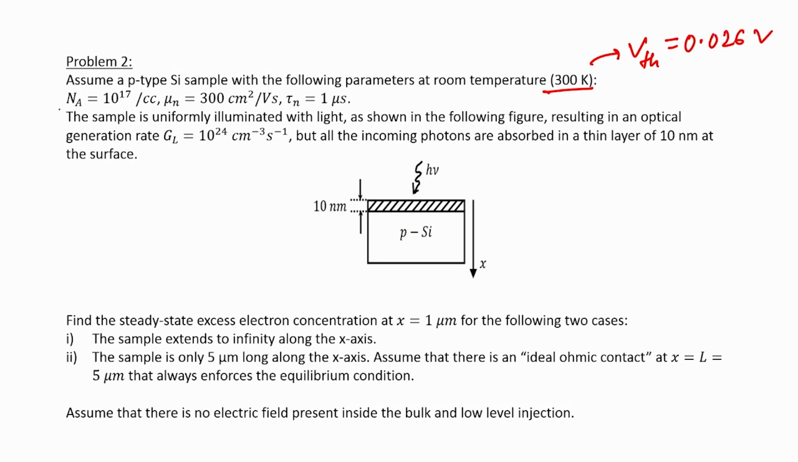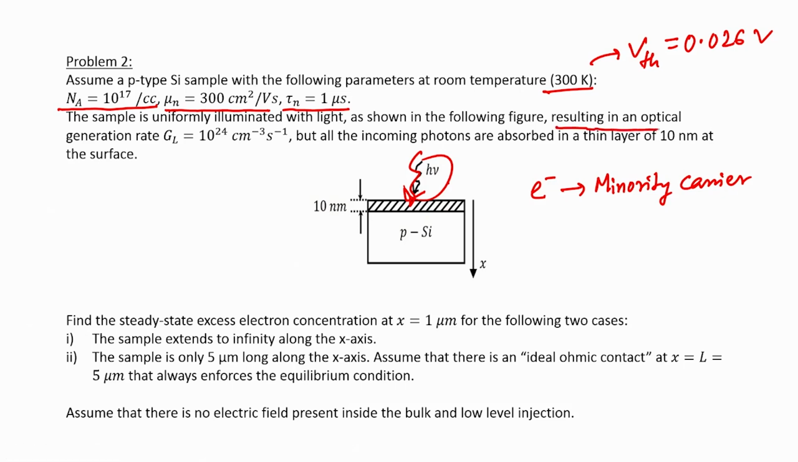Some parameters are given, for example the doping density, that is Na equal to 10 to the power 17 per cc, mobility of the electron equal to 300 centimeter square per volt second, and tau n equal to 1 microsecond. Just remember here electron is your minority carrier because it is a p-type silicon. Now the sample is uniformly illuminated with light from the top as shown in this figure. So here light is coming and basically absorbing those photons, electron hole pairs are generated.